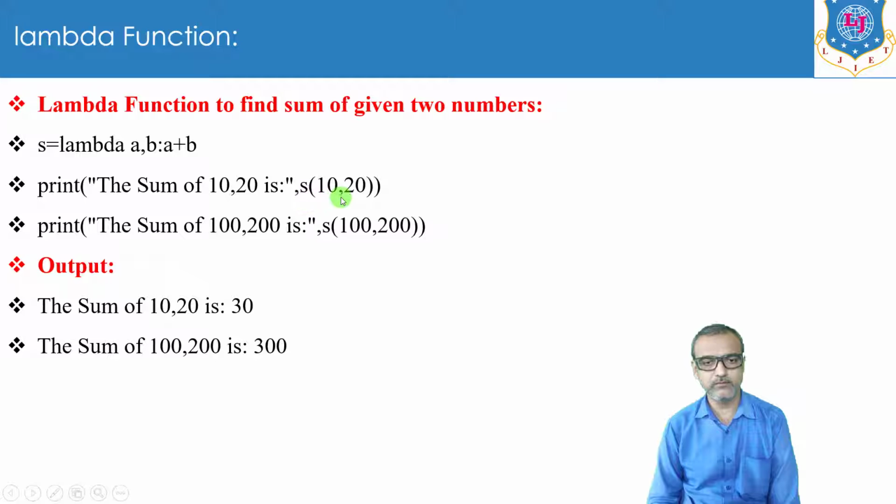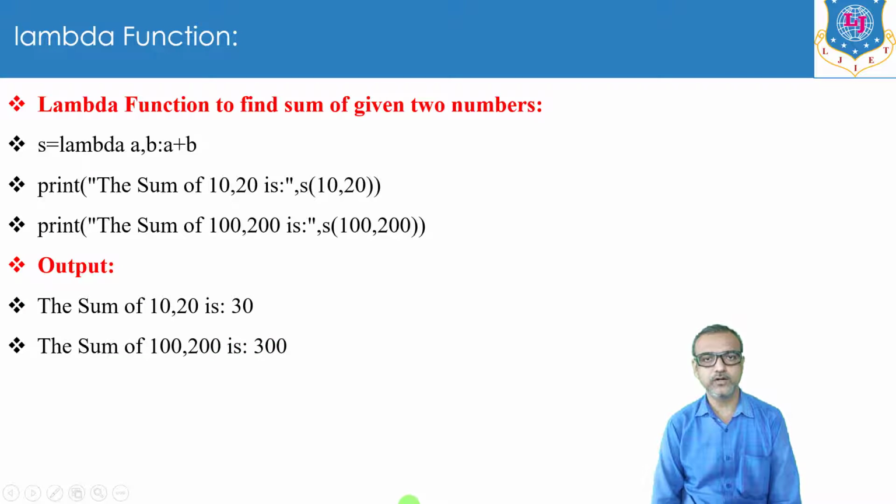So what will be the output for this function? That is 10 plus 20, it will give us 30. Similarly, print the sum of 100 comma 200 is s of 100 comma 200. This one will give us 100 plus 200, that is 300. So the output is: the sum of 10 comma 20 is 30, and the sum of 100 comma 200 is 300.